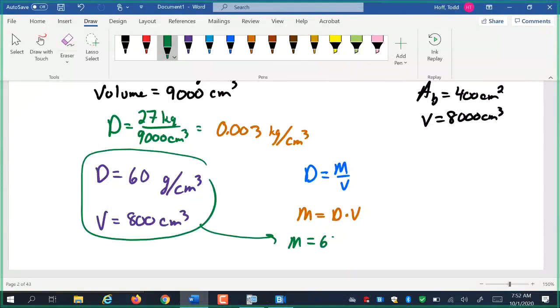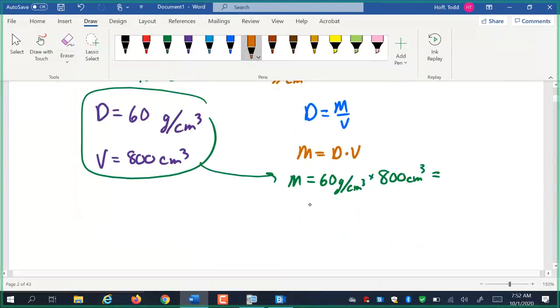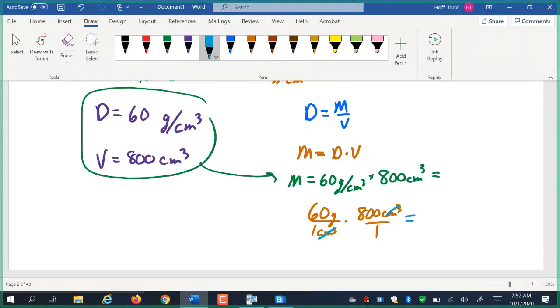The density of 60 grams per centimeter cubed times 800 centimeters cubed. So we have grams per centimeter cubed times centimeters cubed. That cancels out the centimeters cubed. Think of it this way: 60 grams over 1 centimeter cubed times 800 centimeters cubed over 1. Centimeters cubed cancels out. 60 times 800 is 48,000 grams. Which, when we look at our units of mass, we'll know that we can convert that to just 48 kilograms.